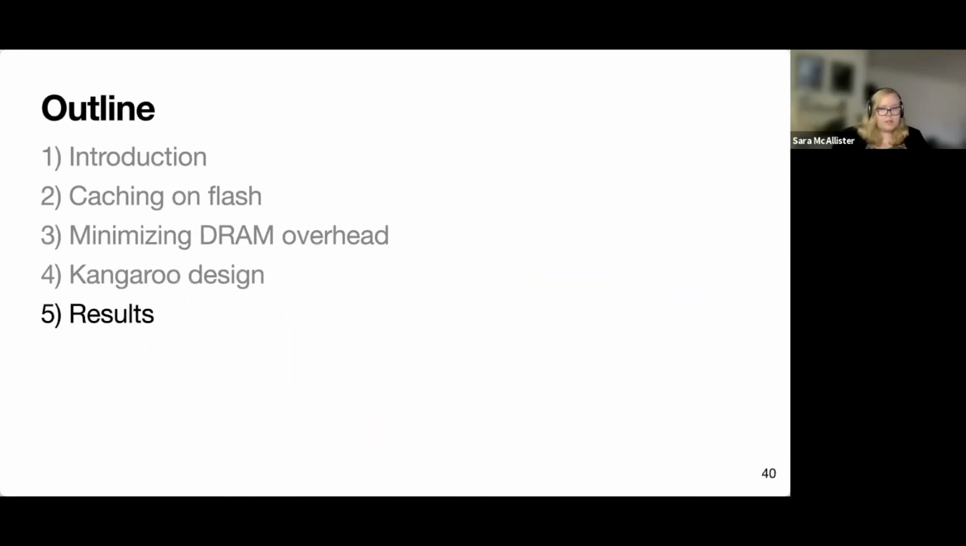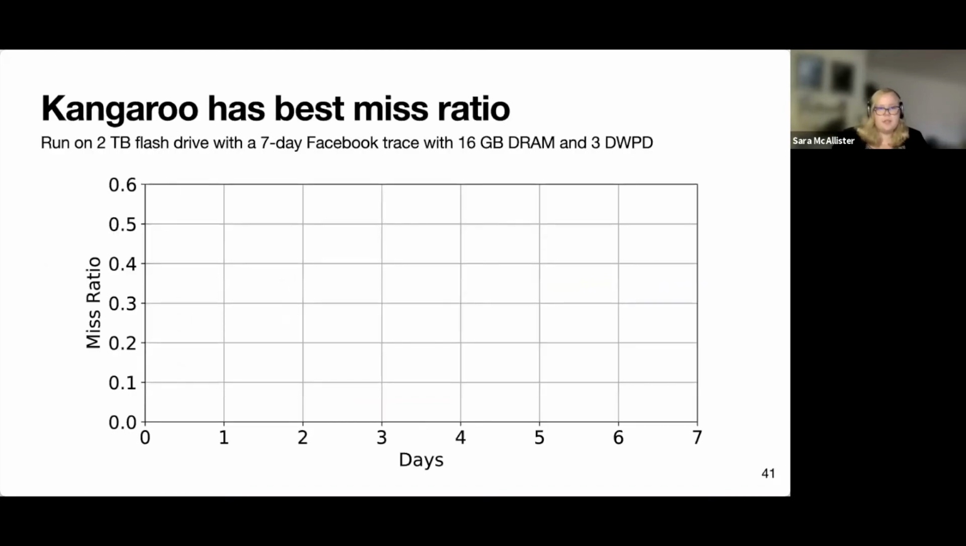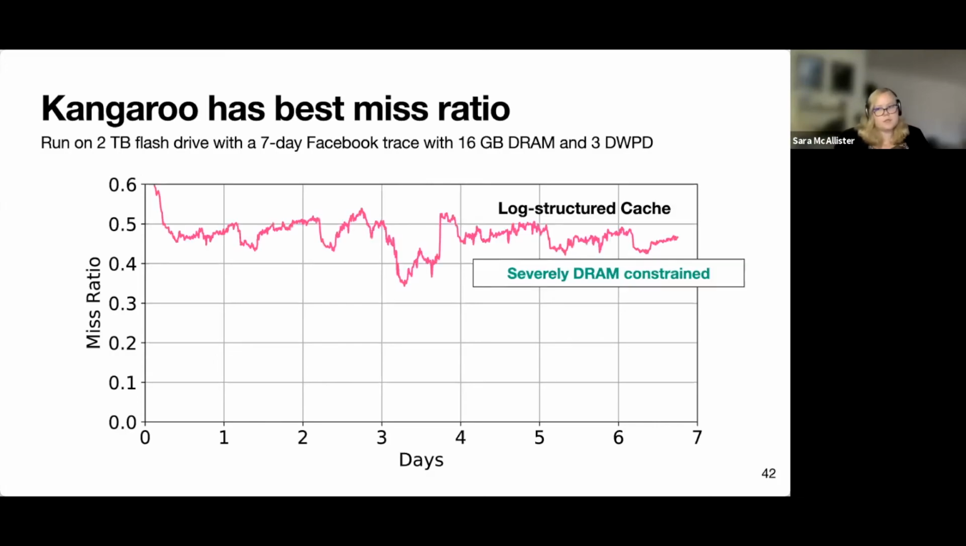All right, so I've talked a lot about Kangaroo's design and optimization, but let's see how it actually works in practice. As you can see here, we have a graph where on the y-axis we have miss ratio and on the x-axis we have days. So we ran Kangaroo, a set-associative cache, and a log structured cache on a 7-day trace on a 2 terabyte flash drive. The worst performing out of these 3 options was the log structured cache. This is because it's severely DRAM constrained under our setup, and this is even with being generous to the log structured cache in terms of DRAM.